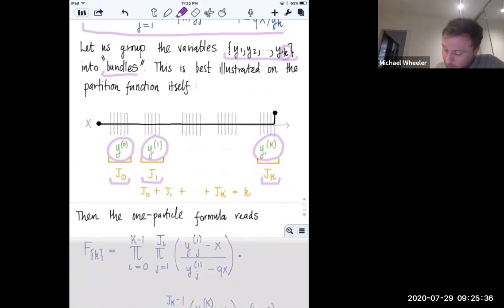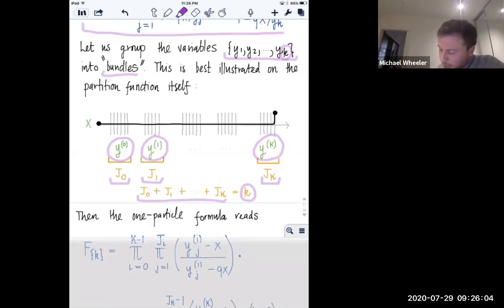And the only condition we have here, of course, is that if I take the sum of all of those cardinalities, they should sum up to little k itself. Okay, so this is the idea of bundles when you apply it to this one particle wave function. Now let's have a look at what happens to the formula itself when you actually do this bundling.